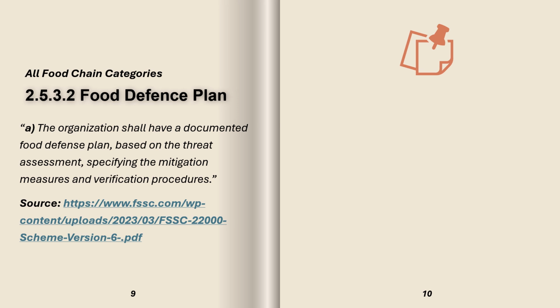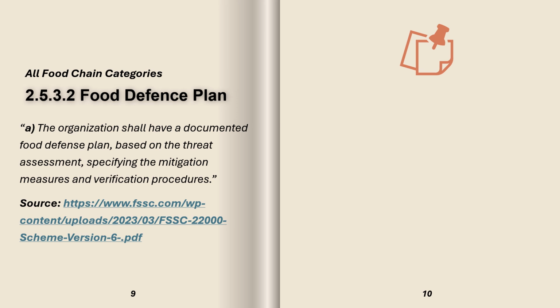Then clause 2.5.3.2 talks about the food defense plan. According to this requirement, the organization shall have a documented food defense plan based on the threat assessment, specifying the mitigation measures and verification procedures that the organization would implement. This is also applicable to all food chain categories.